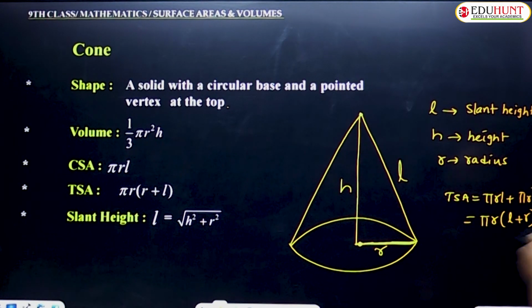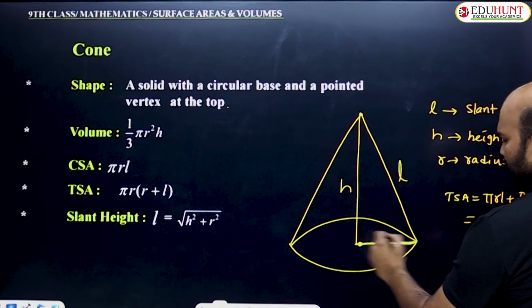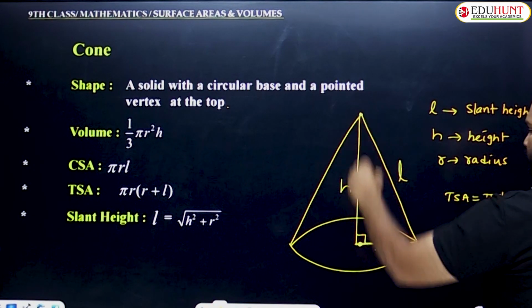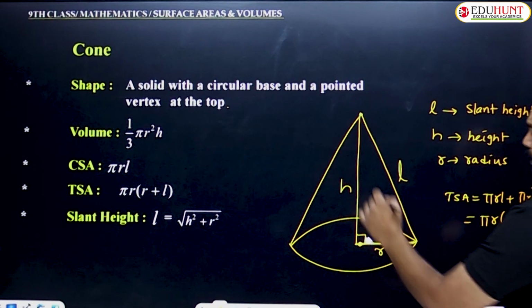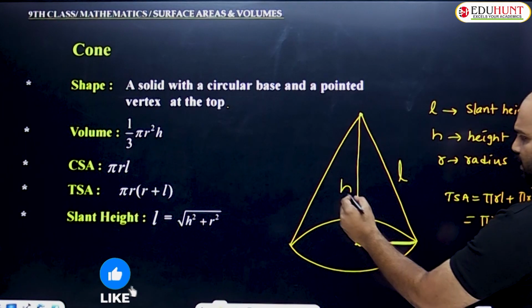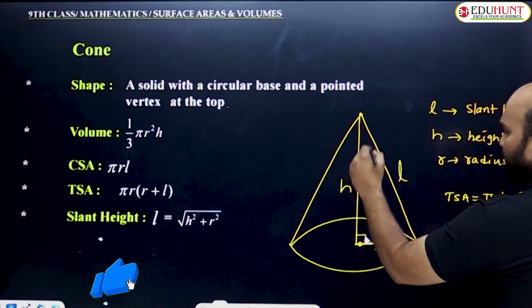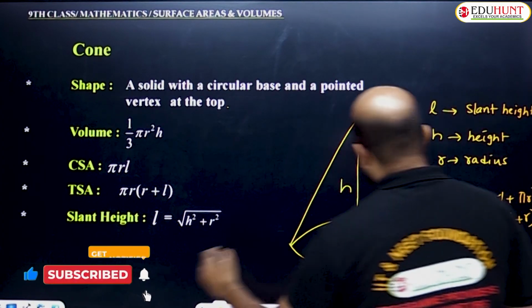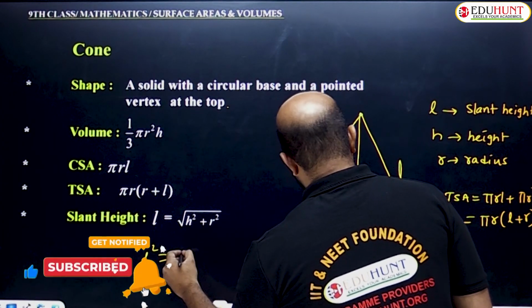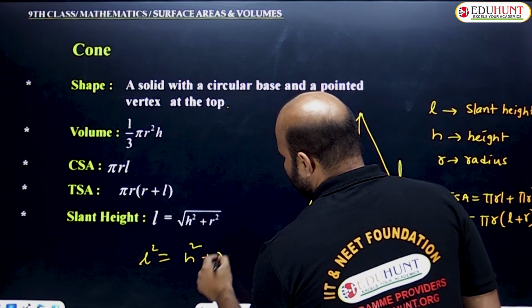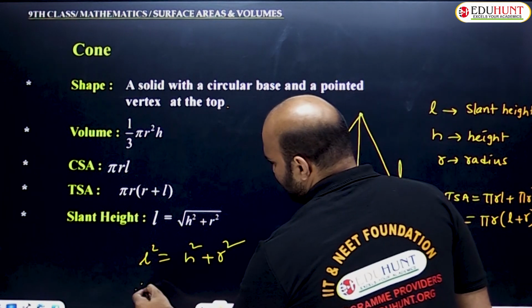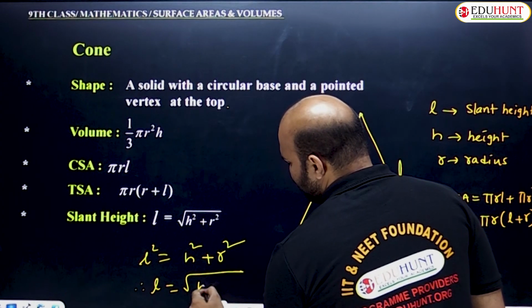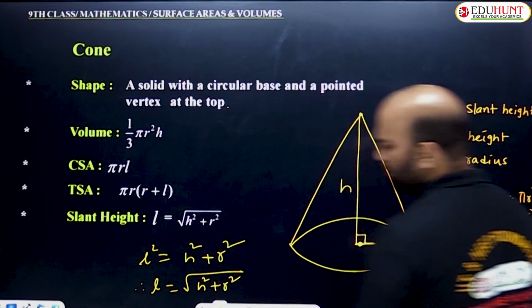Am I clear? So the slant height: in the cone, it is a right angle triangle. According to Pythagoras' law, side square plus side square equals hypotenuse square. The hypotenuse always appears opposite to the right angle. So here L square equals h square plus r square. Therefore L equals the square root of h square plus r square. That is the slant height formula.